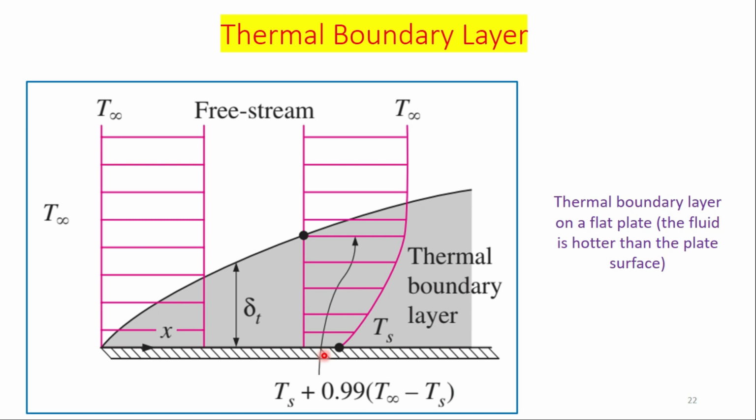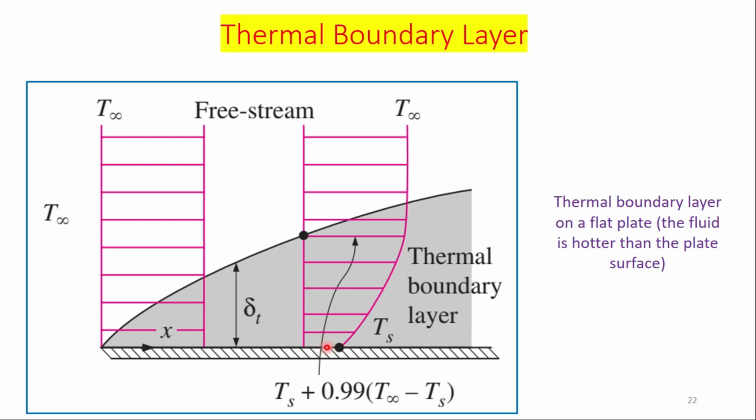So what will happen is that the fluid particles in the layer adjacent to the surface will reach thermal equilibrium with the plate, and assume that the surface temperature is T_s. For example, this is the first layer near the flat plate, and assuming that there will be thermal equilibrium between this first layer of the fluid and the surface temperature.